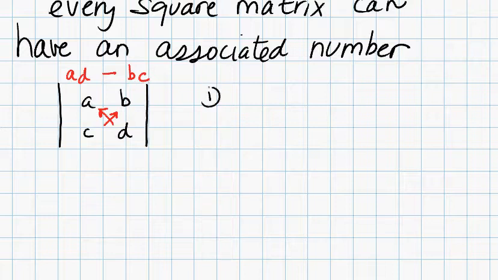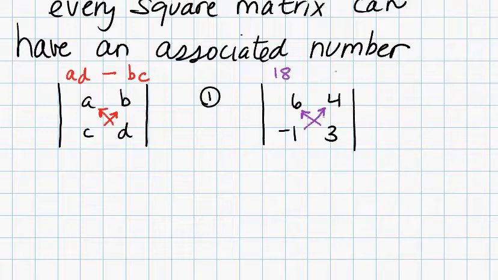So for our first example, we're going to have the matrix 6, 4, -1, 3. So we are going to cross multiply up. 6 times 3 is 18. We're going to multiply the other direction. -1 times 4 is -4. And between these two numbers we are going to subtract. 18 minus -4 is 22. And that is it for a 2x2.